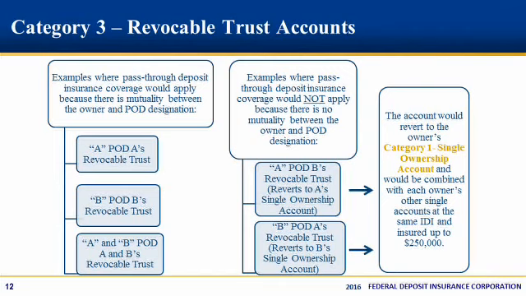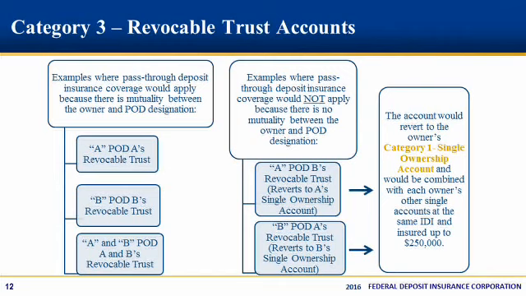In each of these three examples, the FDIC would look to the named primary beneficiaries in the trust agreement in calculating the amount of deposit insurance coverage under Category 3 revocable trust accounts. What is not recognized for pass-through deposit insurance coverage to the trust agreement is any designation where there is no mutuality between the ownership of the trust and the payable in death designation.